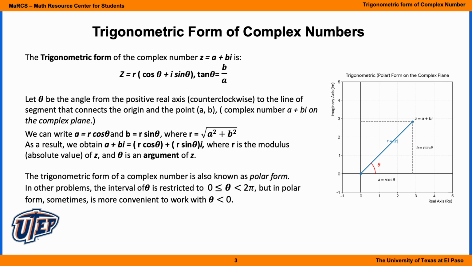In other problems, the interval of theta is restricted to theta being greater than or equal to 0 and less than 2 pi, but in polar form, sometimes it is more convenient to work with theta less than 0.